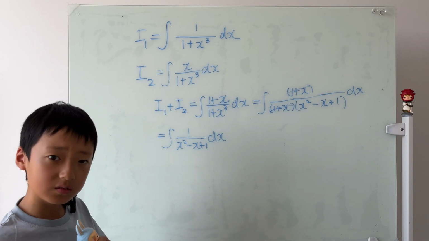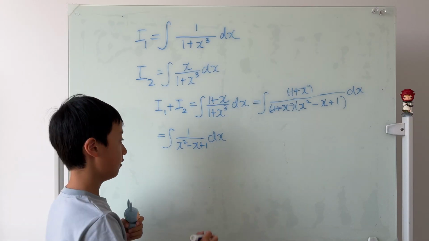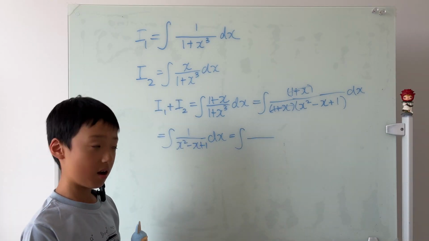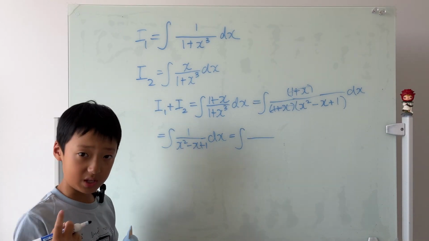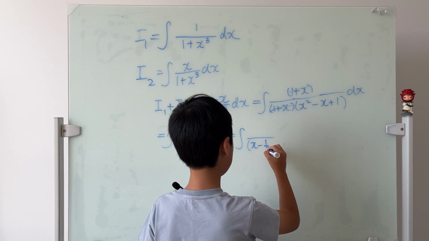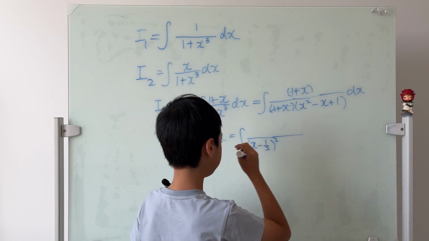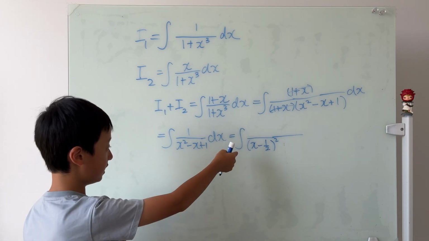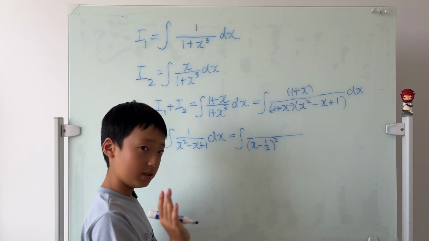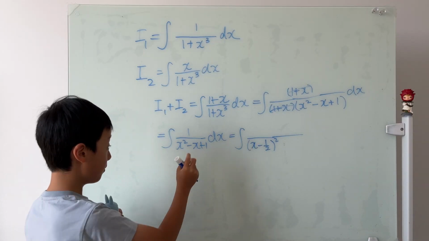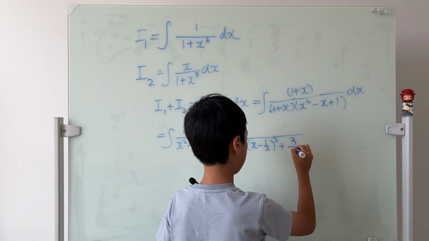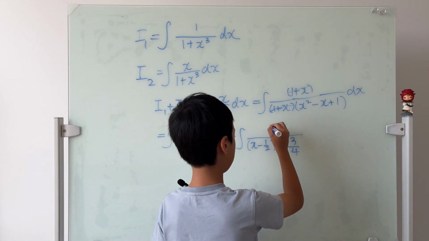What do we do here? Well, let's complete the square. This is equal to the integral of the square, which is x minus 1/2 squared. But it's not exactly this, because the last term here is 1 over 4, but there's a 1 here. So it will just add 3 over 4. And on the top will just be 1 dx.